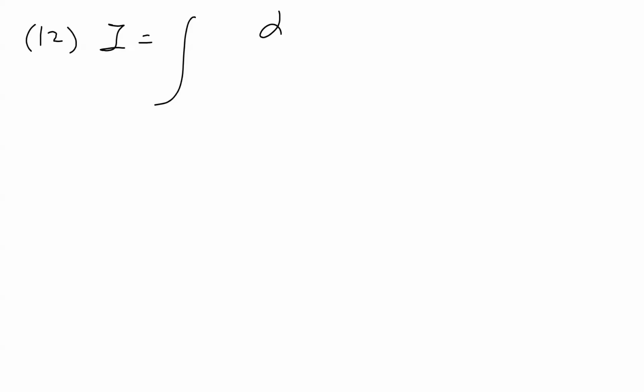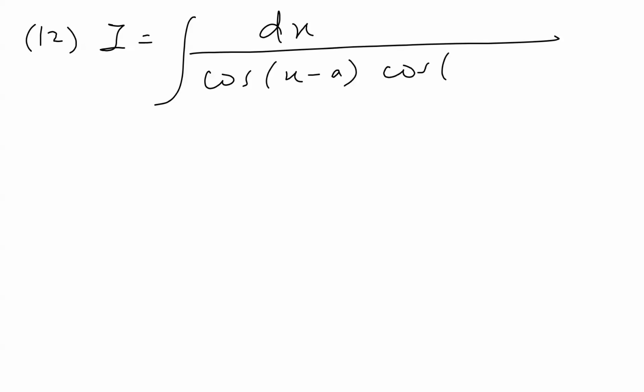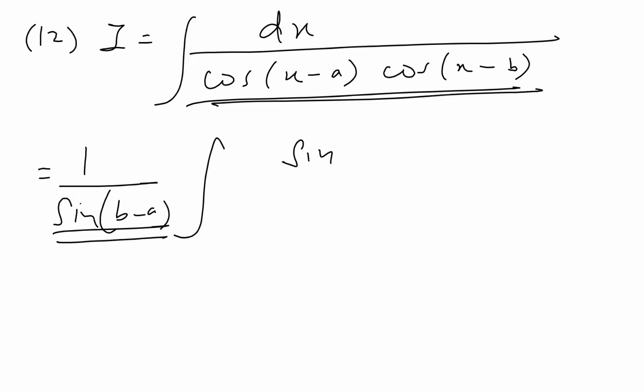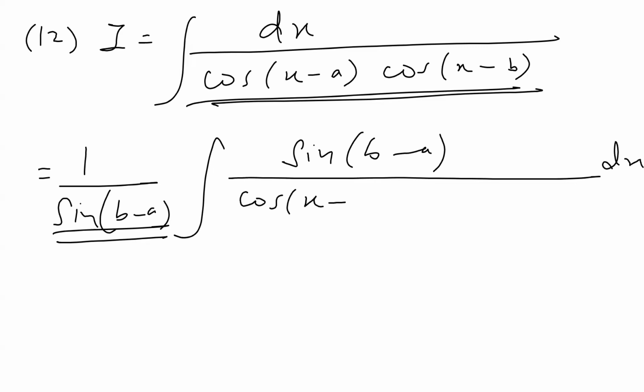Integration dx upon cos x minus a, cos x minus b. Now when it is cos cos, multiply and divide with sin b minus a. See, if it is one sin and one cos, sin cos, multiply and divide with cos b minus a, like the previous problem. And when it is cos cos or sin sin, multiply and divide with sin b minus a, upon cos x minus a, cos x minus b.